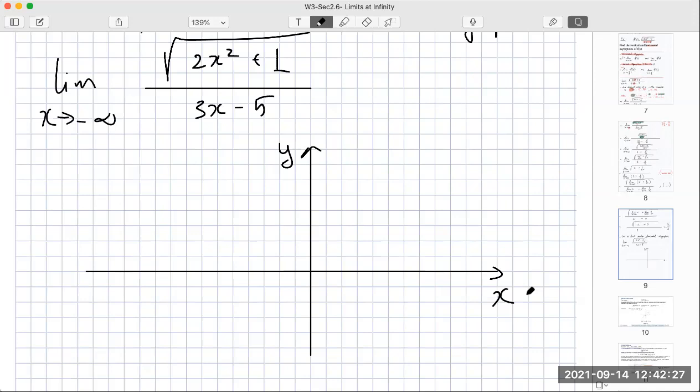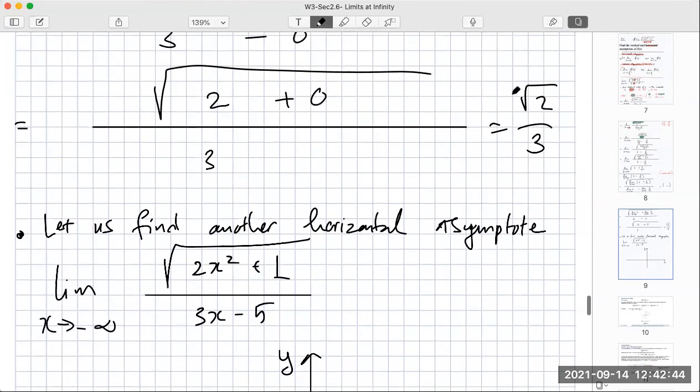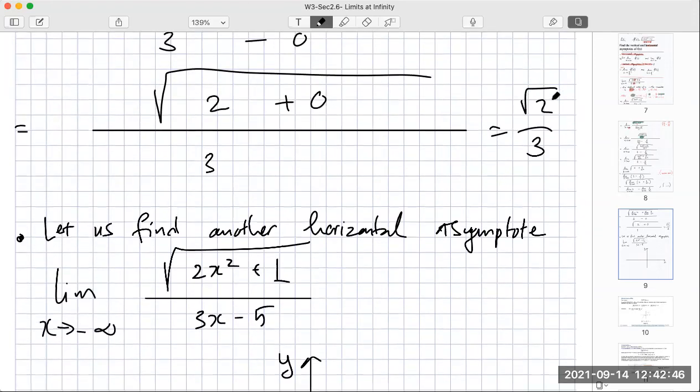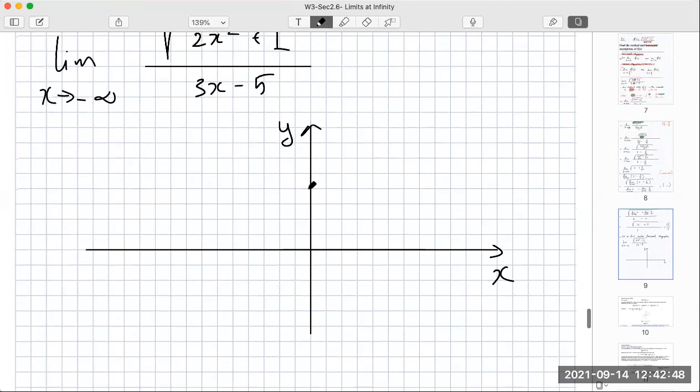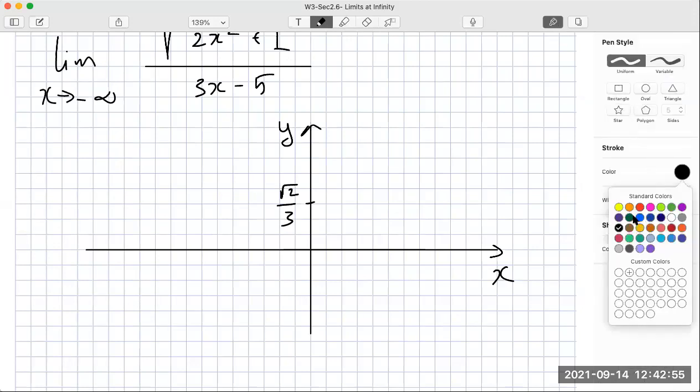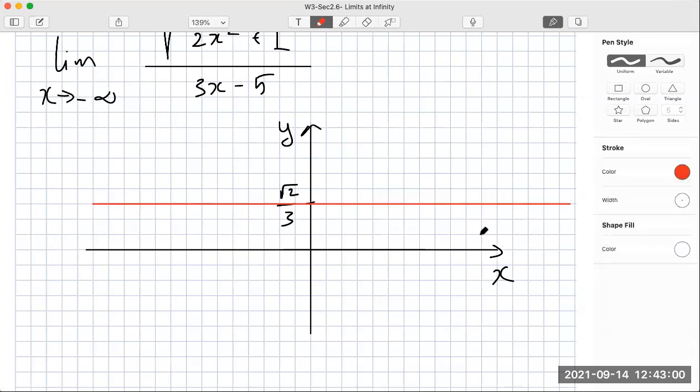Any function in 2D Cartesian coordinates, we want to understand how it behaves. When x approaches infinity, it means that we are taking this direction. We wonder how it behaves. And here we found square root of 2 over 3, which is smaller than 1. Suppose it is right here, and this line is the square root of 2 over 3 line.